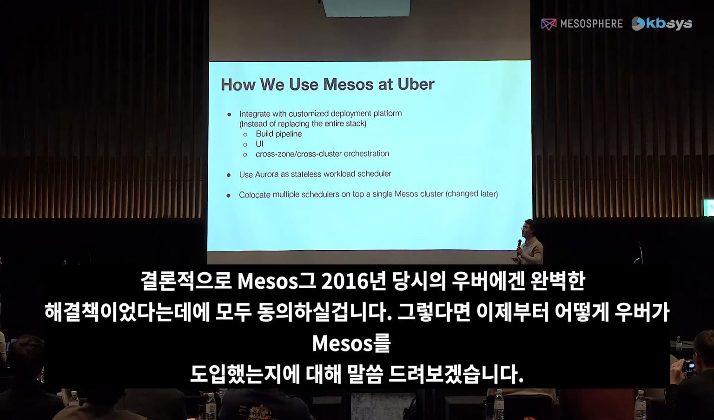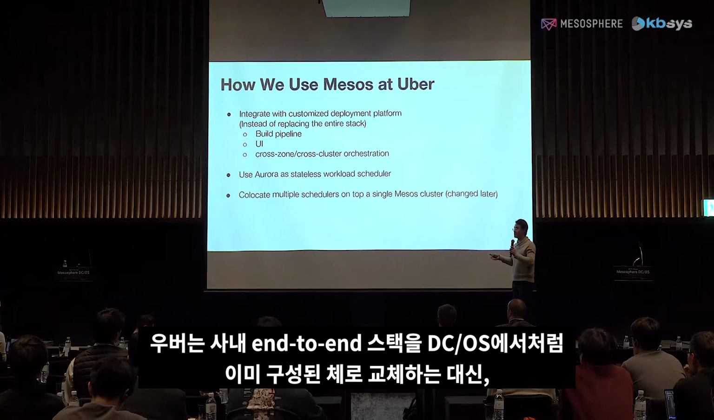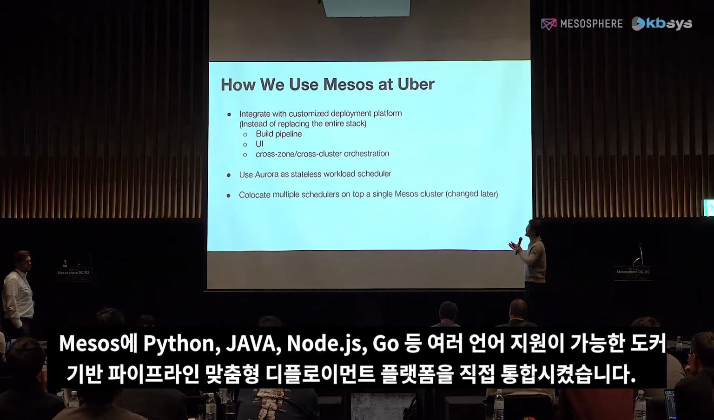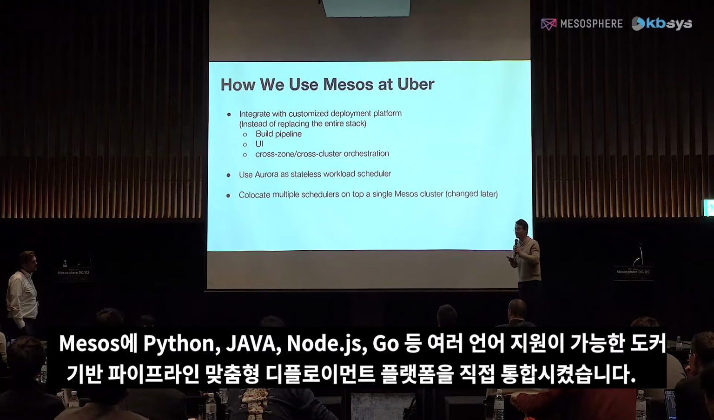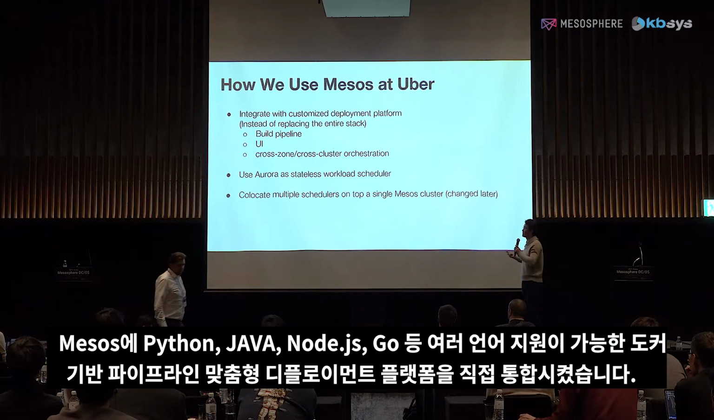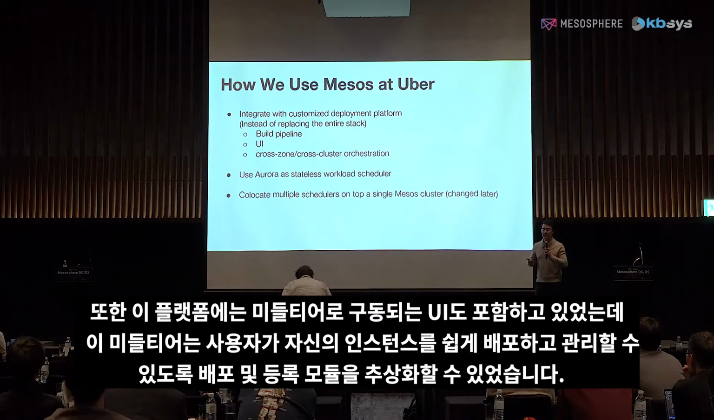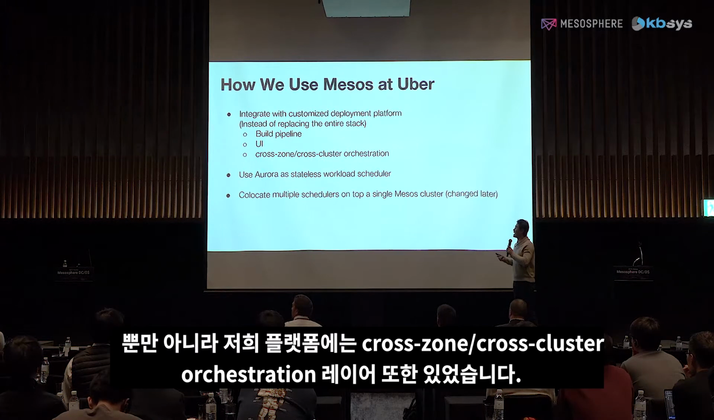Then let's talk about how we actually adopted Mesos. Interestingly, instead of replacing the whole end-to-end stack Uber already built in-house with a pre-assembled solution like DCOS, we directly integrated Mesos with our customized deployment platform. It consists of a Docker-based build pipeline, which supports different kinds of languages, you name it: Python, Java, Node, Go, etc. It also consists of a UI powered by a middle tier. This middle tier abstracts the deployment and environment modules so users can easily deploy and manage their instances. And the last one, our in-house built platform also consists of a cross-zone, cross-cluster orchestration layer.